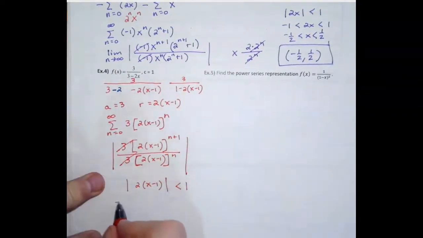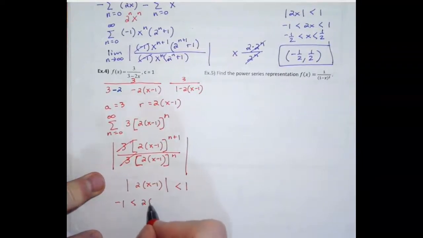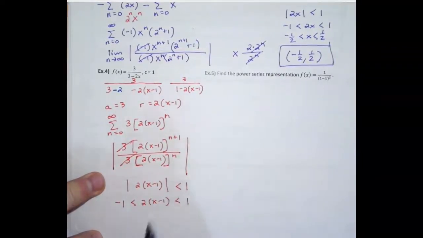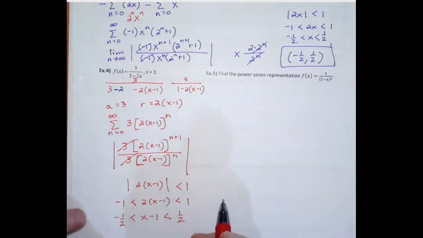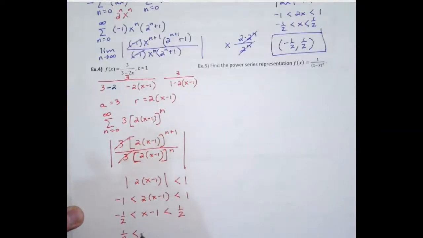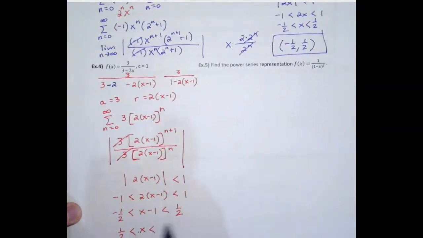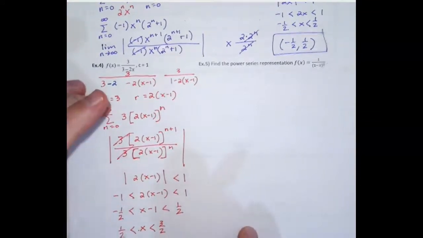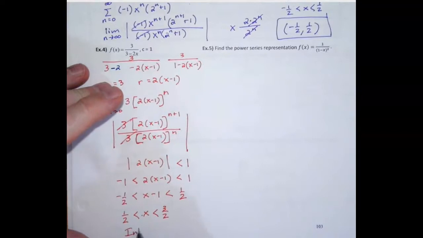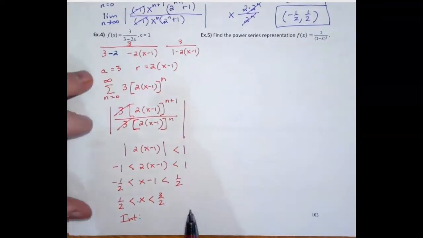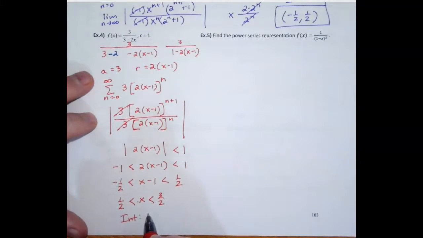And then we have negative 1, positive 1, and multiply by 1/2. And then add 1 to both sides, add 1 to all three sections. So this will be positive 1/2, and add 1 over here, so that would be 3/2. So our interval is 1/2 to 3/2.